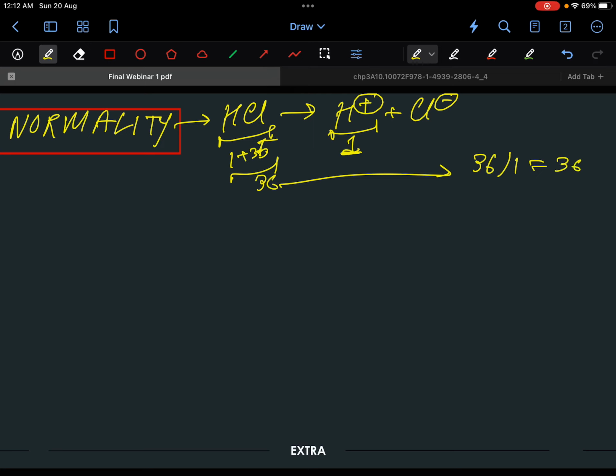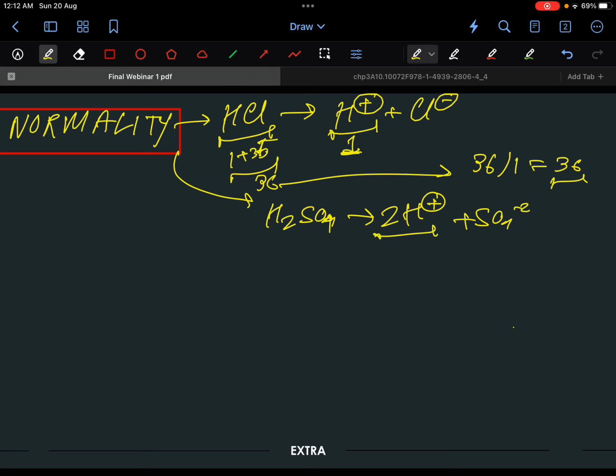So for monovalent atoms, the molarity becomes the normality. This is the gram equivalent weight of HCl. In case of H2SO4, it gives two hydrogen ions and one SO4 minus 2. This is the example I took in the previous slide, the mass of H2SO4 is 98, and it gives two hydrogen ions. So the gram equivalent weight will be 49, because 98 divided by 2 is 49.